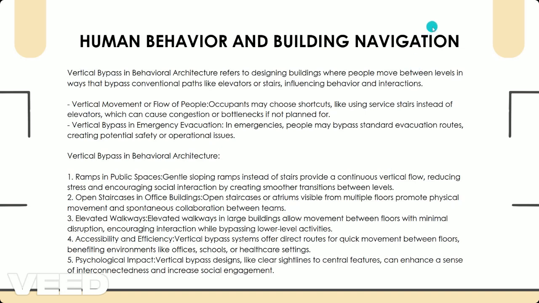Human behavior and building navigation. Vertical bypass in behavioral architecture. Designing buildings to allow movement between levels in ways that bypass conventional paths, influencing behavior and interaction. Vertical movement and flow of people. People may take shortcuts, for example, service stairs, causing congestion if unplanned.